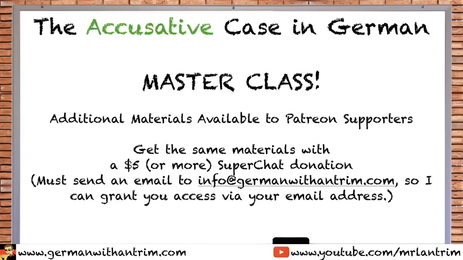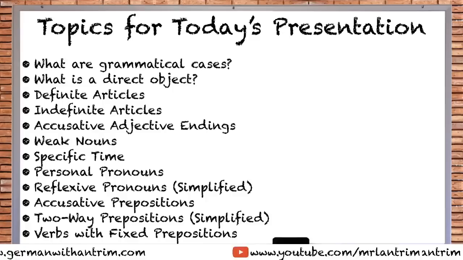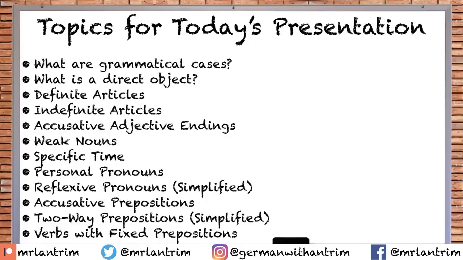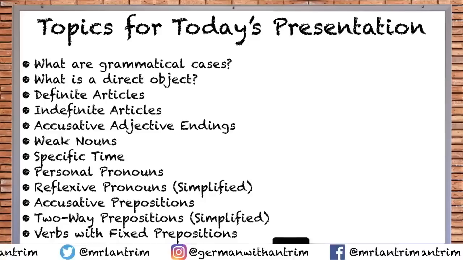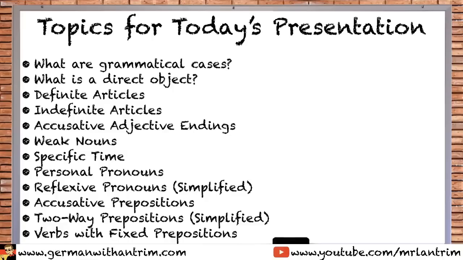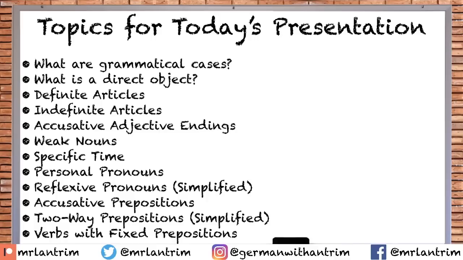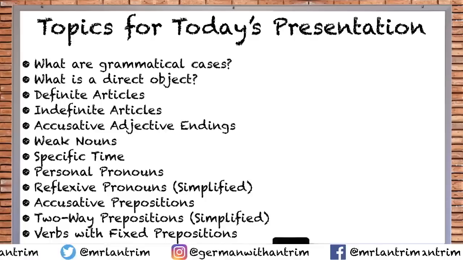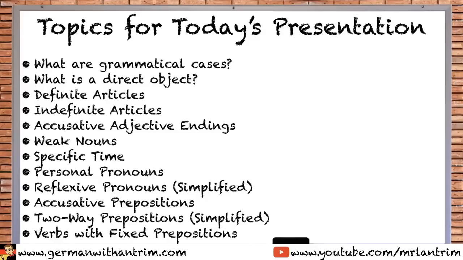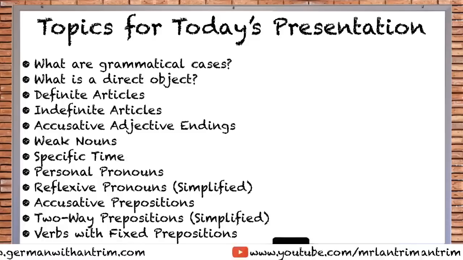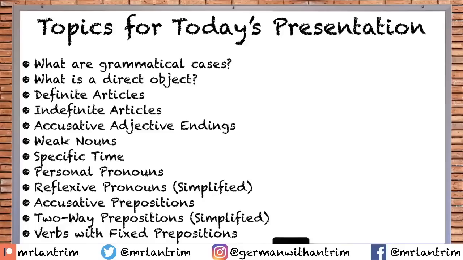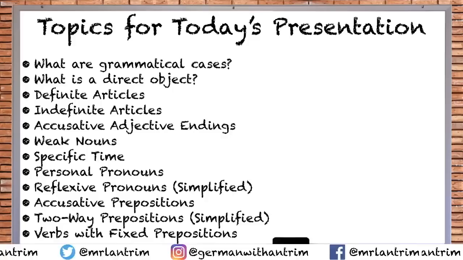Now, I know that's not why you're here, so let's get into what we are talking about today. First thing is, we're going to be talking about the accusative case, obviously. In order to understand that properly, though, we do need to understand what a grammatical case is. So we're going to talk about that. What is a direct object? Because I mentioned before, that's one of the main things that the accusative case is used for. Definite articles, indefinite articles, accusative adjective endings. So those are going to have to be talked about as well. Weak nouns, and what does that even mean? Specific time is one of the other uses of the accusative case. Personal pronouns, reflexive pronouns, but a simplified version so that you only get the accusative stuff out of this. Accusative prepositions, two-way prepositions, which means they could be accusative, they could be dative. We're going to simplify that for you. And verbs with fixed prepositions, meaning that there are verbs that are commonly used with particular prepositions. I'm going to teach you how to use those when they are used with the accusative case.